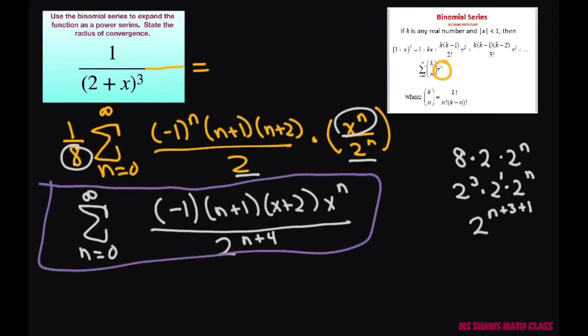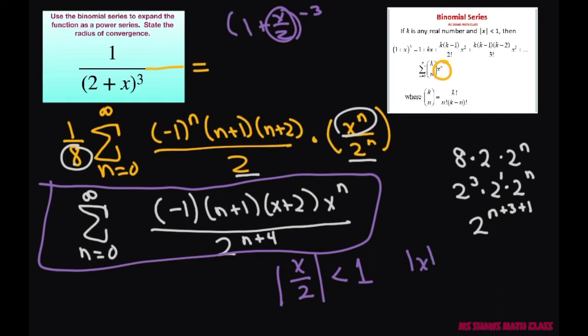And also we have to do the radius of convergence. Remember we had this 1 plus x divided by 2 to the power of negative 3. So we're looking at this. You take the absolute value of x divided by 2. For it to be convergent, it has to be less than 1. So you cross multiply, you get absolute value of x is less than 2. So your radius of convergence equals 2.